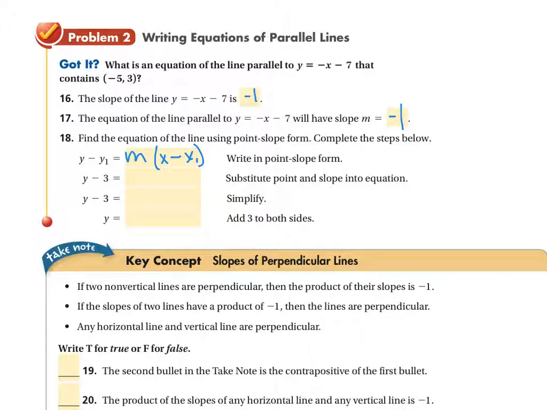So the y coordinate of our point is 3, so y minus 3, and then our slope is negative 1. The x coordinate is negative 5. And then simplifying that, we're going to make these positive, but then we distribute our negative 1, so that's negative x minus 5. And lastly, we're going to add 3 to both sides, and so we get negative x minus 2 for the equation of our line.